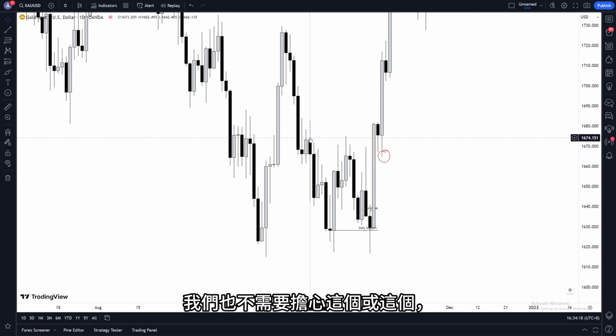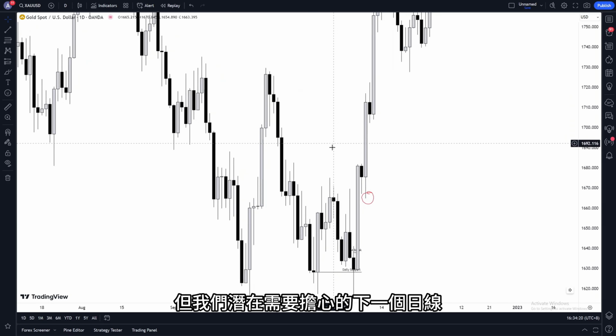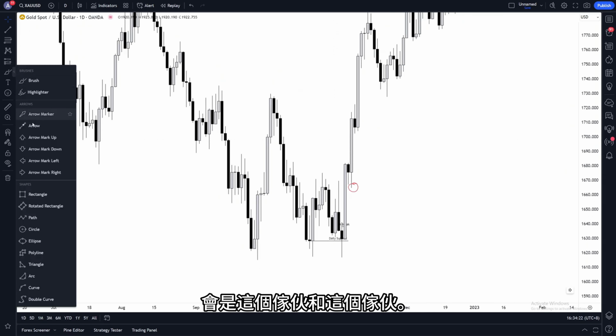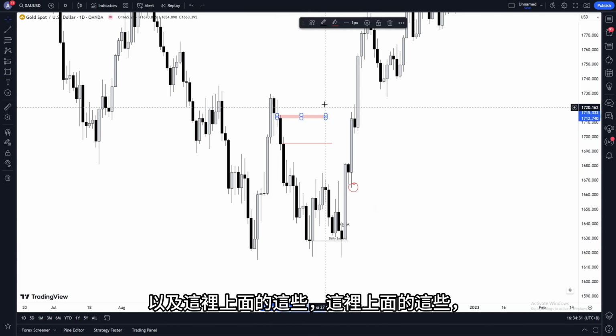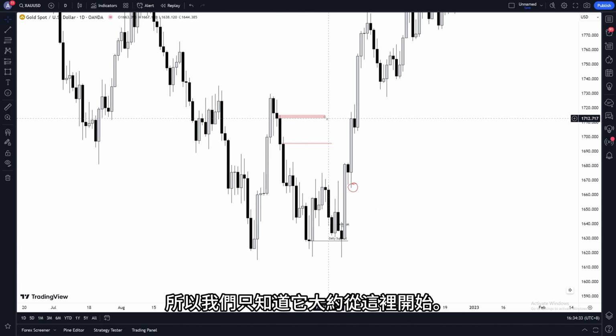We don't need to worry about this one or this one either because we broke it. But the next daily that we potentially have to worry about would be this guy and this guy. This one's been tested, so we don't care. See how this one tested it? And these ones above right here and above right here, all of these ones. So we just know it starts roughly around here.